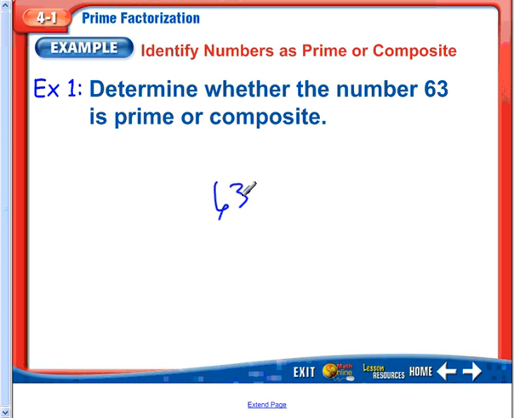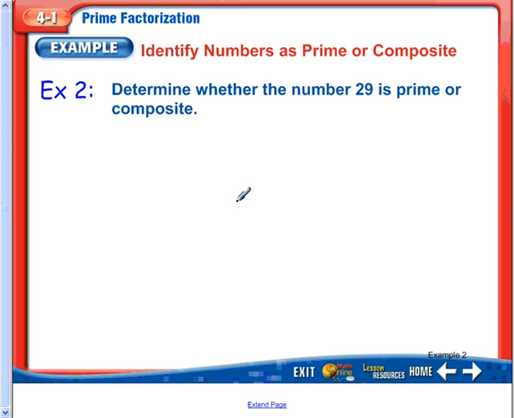Since I have a 6 and a 3, I know that when I add those two digits together, I get 9. 6 plus 3 is 9. That is a divisibility rule of 9. So I know that if I divide this number by 9, I will get another factor, which is 7. Therefore, this is a composite number because I can prove that there are other numbers besides 1 and itself, 1 and 63, that can make this number.